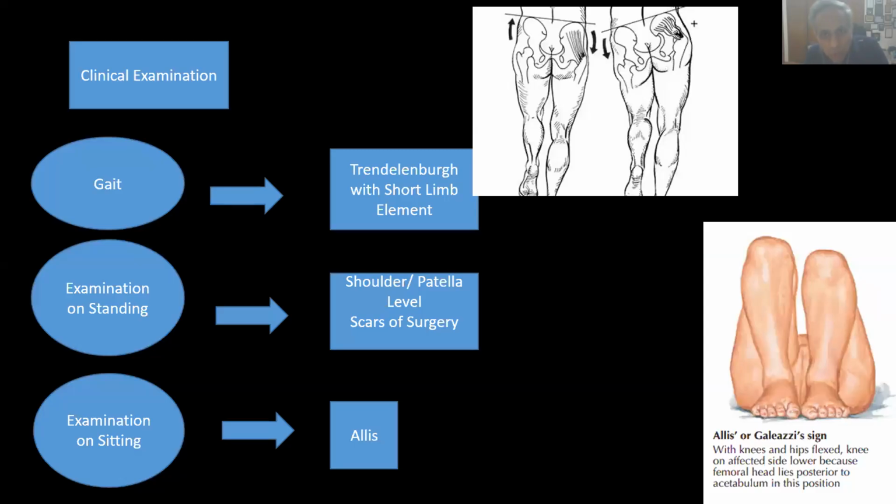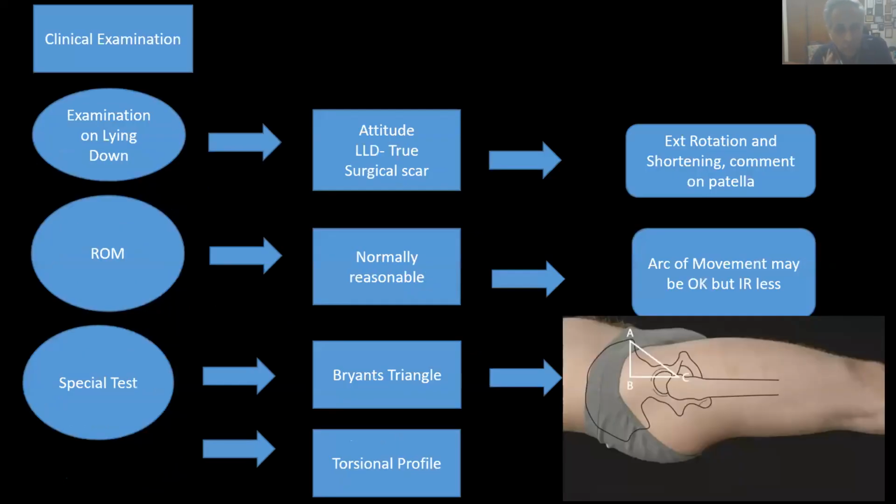So when you come to do a clinical examination, when you're looking at the gait, you're going to have a combination. Remember, we just went over that. Trendelenburg with a short limb element. You got shortening and the abductor insufficiency. When you see the patient standing, as we've just been told, you got to look at the shoulder and the patella level for the level of the scars. When you ask the patient to sit, remember LLD is what you're looking for. So you can have a look at the Galeazzi sign. You can do it sitting, you can do it lying. But both ways, it's the same thing. When you do an examination, lying down and you have a look at it, obviously you're going to look at the attitude of the leg.